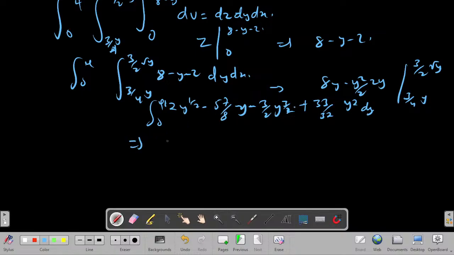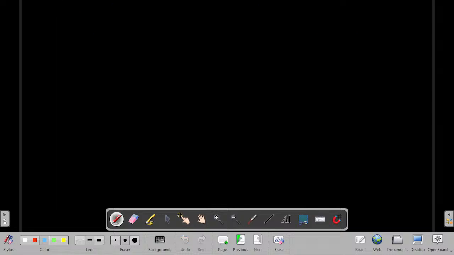So if you do this correctly, you're supposed to get 49 over 5 as the volume behind the plane and in front of the xy plane, according to the problem. So that's all for triple integral over general regions. Okay, so let's look at triple integral in cylindrical coordinates quickly.